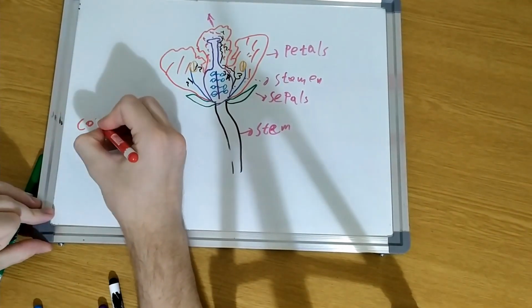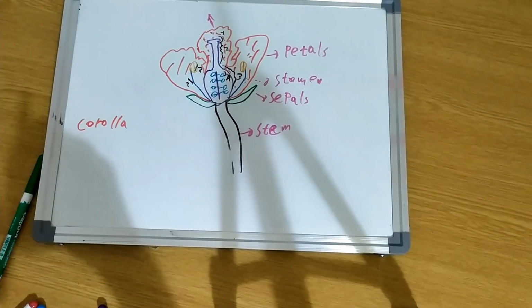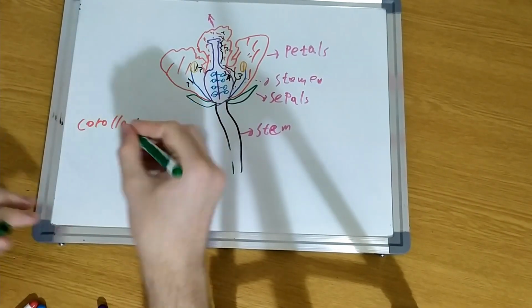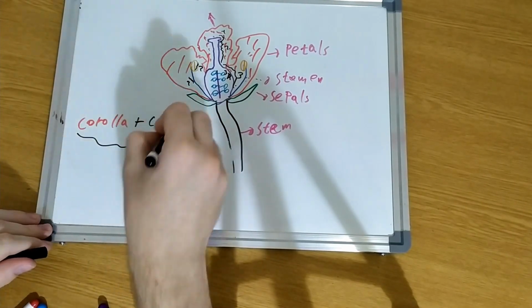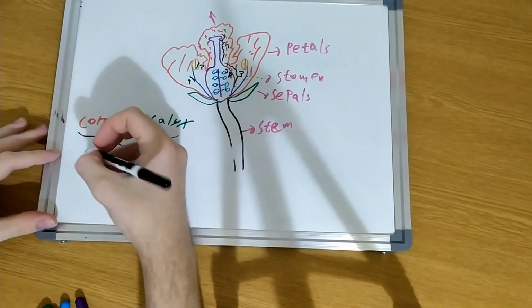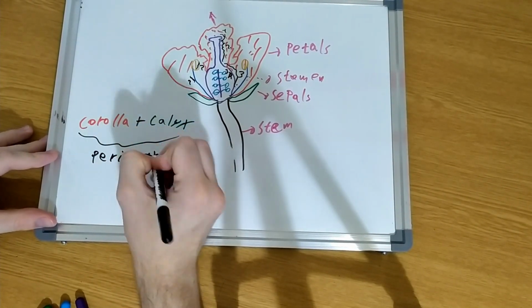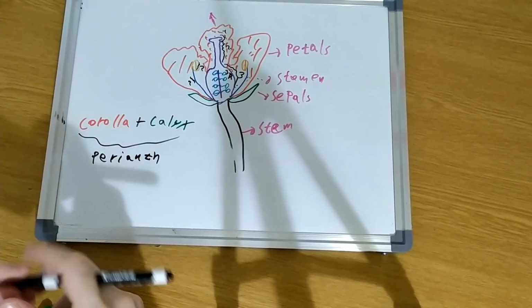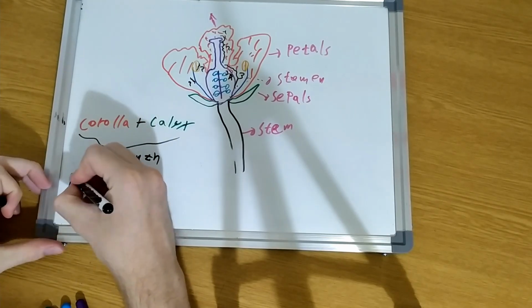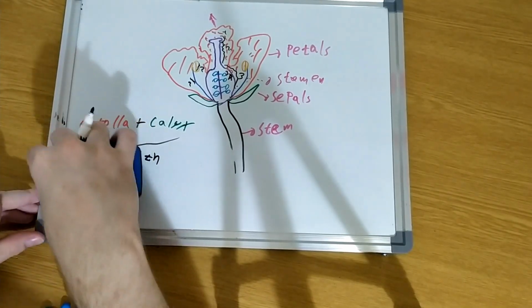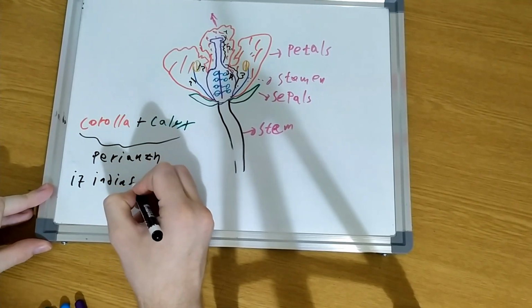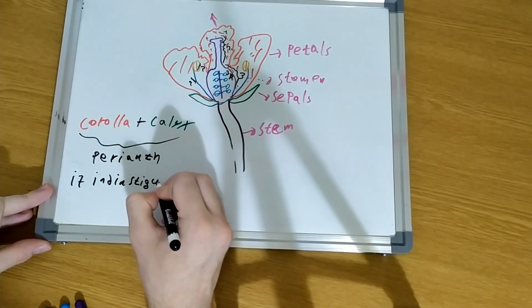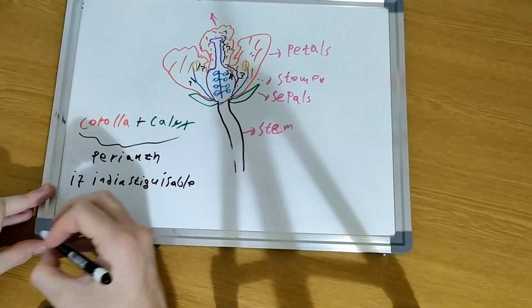Now, other than the corolla and the calyx, there are cases where the flower has a different part called the perianth, which is a combination of the corolla and the calyx together. That is when the petals and sepals are indistinguishable from each other, and then those are called the tepals. By that I mean there are no different parts, no sepals and petals. There's one thing that is called tepals.